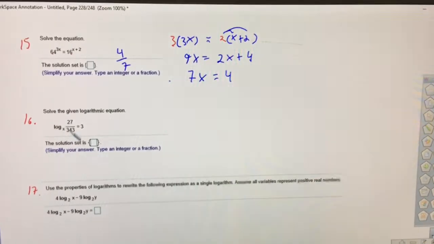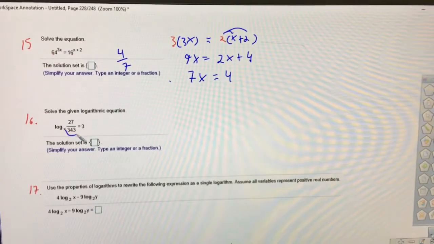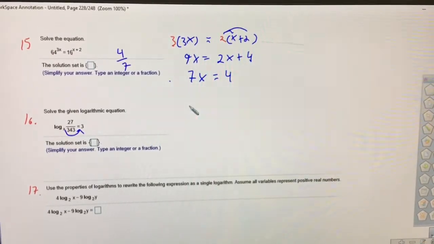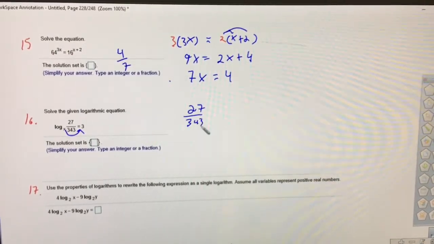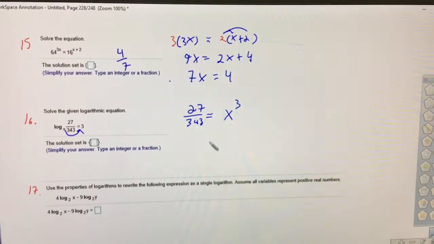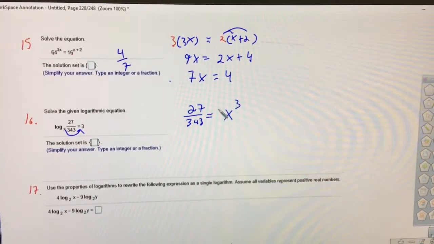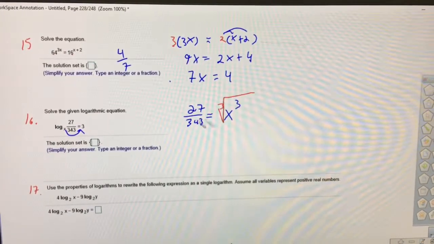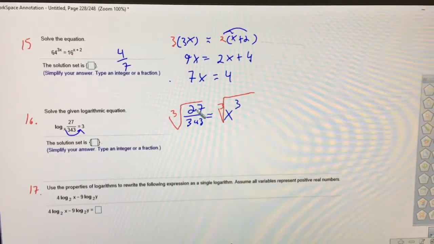To solve this, it looks very daunting. I'm just going to kick that x over to the other side. It's going to lift that 3 up. That's going to give me 27 over 343 equals x to the 3rd. Now to solve this, all I need to do is the opposite of cubing, which is cube rooting. And I'm going to cube root this whole big fraction.